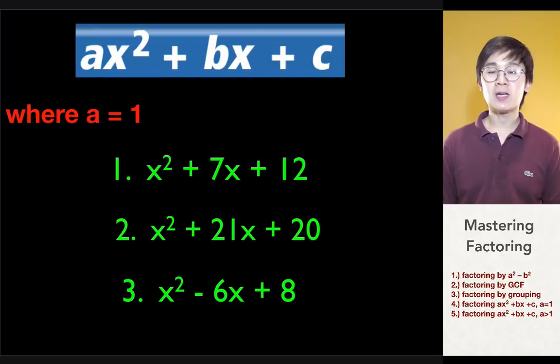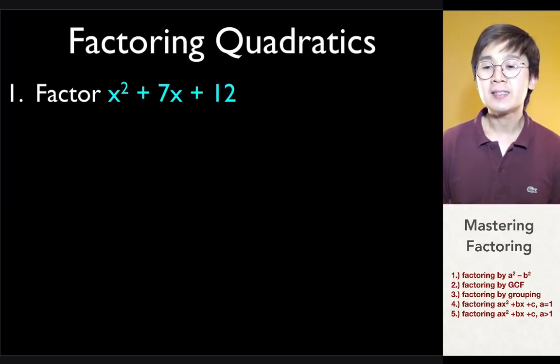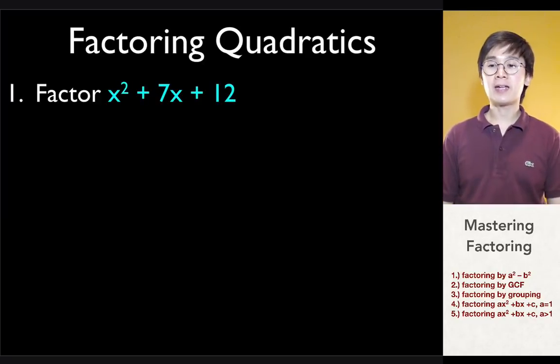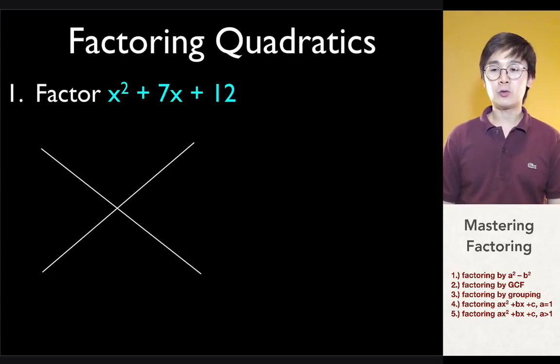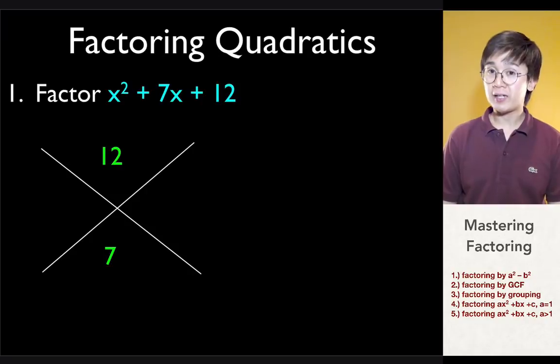Now when this happens, we can factor the quadratic equation using the technique that we're going to be using this time. So let's say we're factoring x squared plus 7x plus 12. The first thing that we're going to be doing is to draw a big X, and we'll use the last term, which is 12, and the middle term, which is 7, in our puzzle. So factoring quadratic equations similar to this one is like solving a puzzle, and you need to know your multiplication table once again to be able to complete the puzzle.